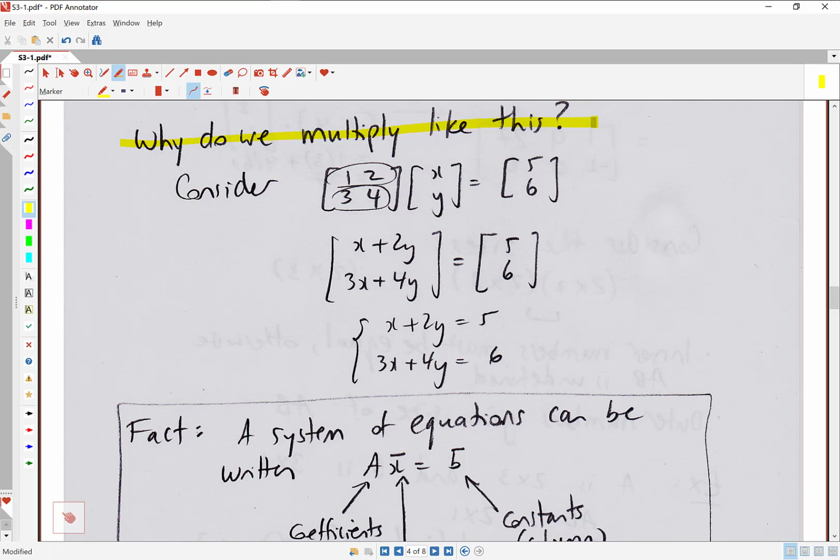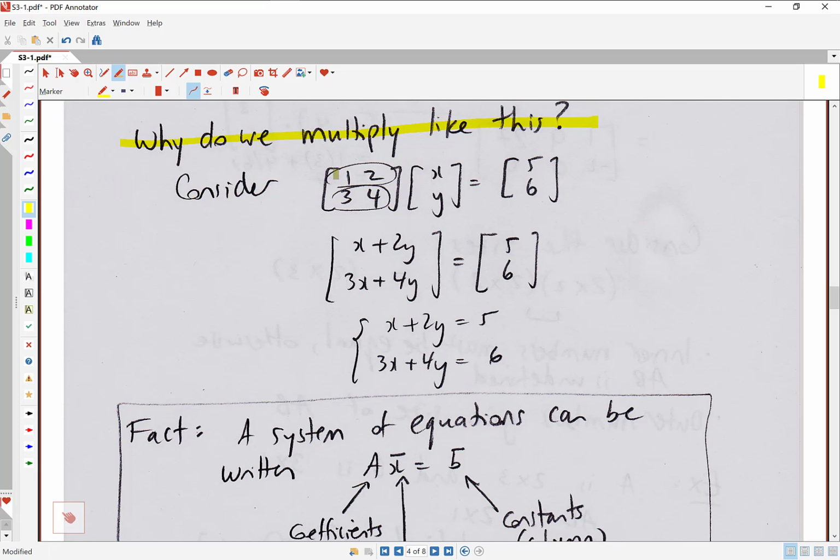It feels very strange the first time you see it, and to some extent it continues to feel strange no matter how long you do it. But there's a very good reason why matrix multiplication is defined the way it is. So let's understand what that reason is.